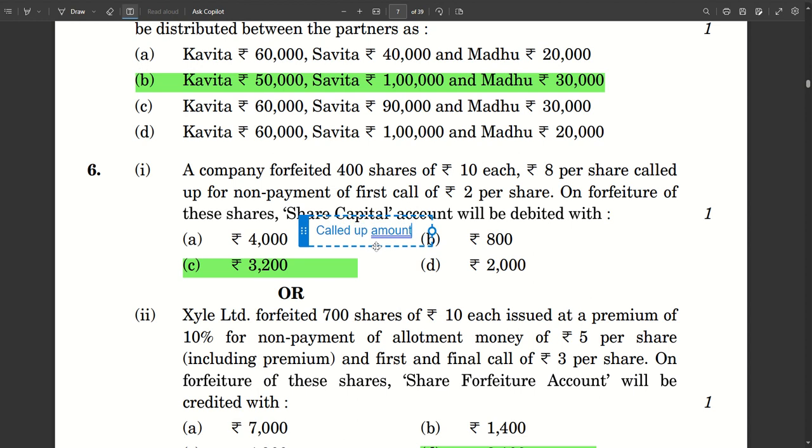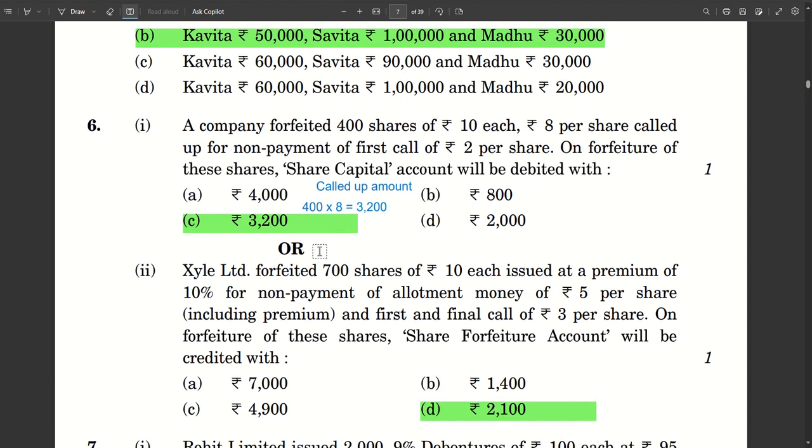How much is the call money? 8 per share is called up, right? So 400 into 8 is 3200. All right, so for better understanding, 400 into 8. If you remember these concepts, things really become easy. बहुत ज़रूरी है सब concepts को याद रखना ताकि एग्जाम में फटाफट किया जा सके without wasting much time.